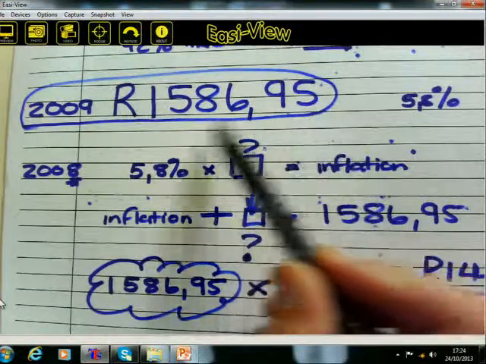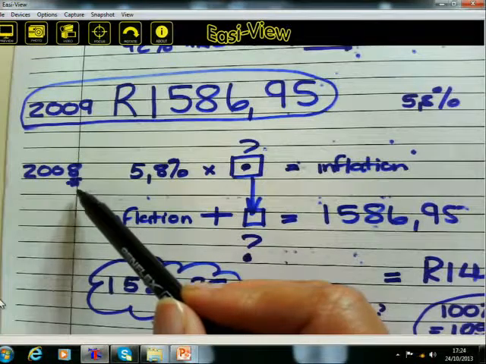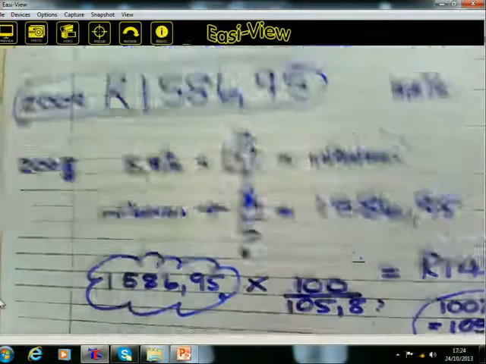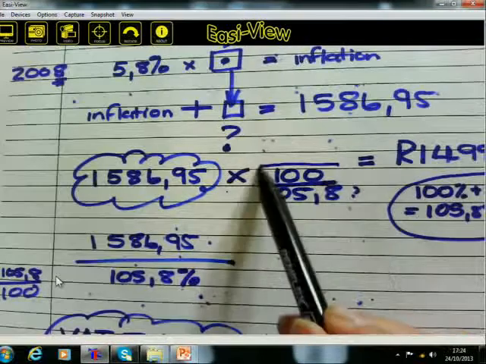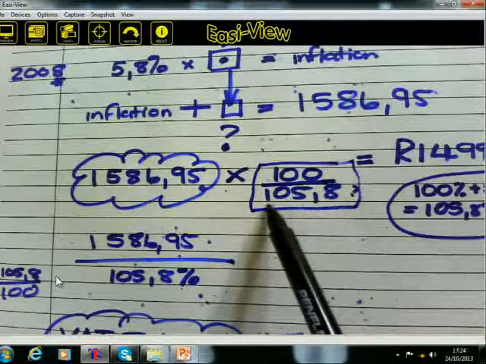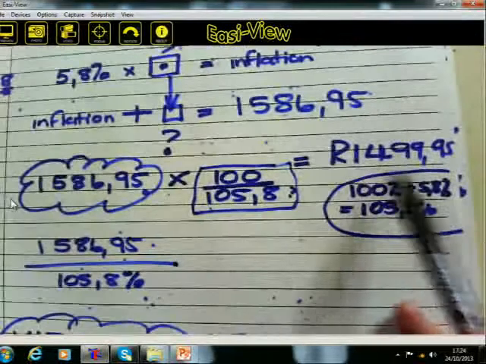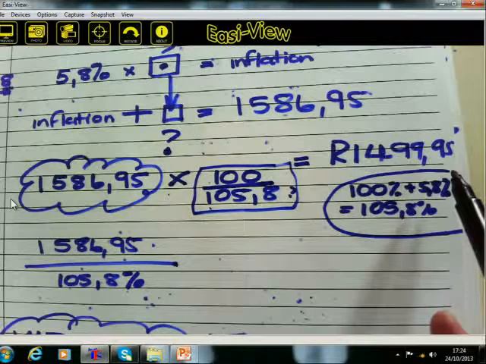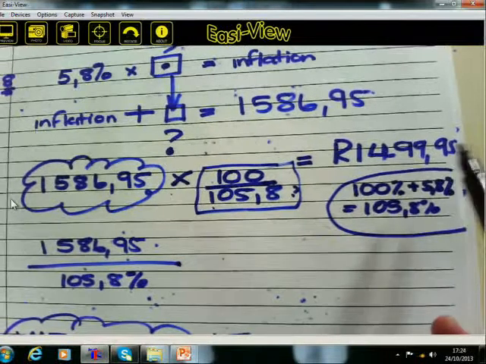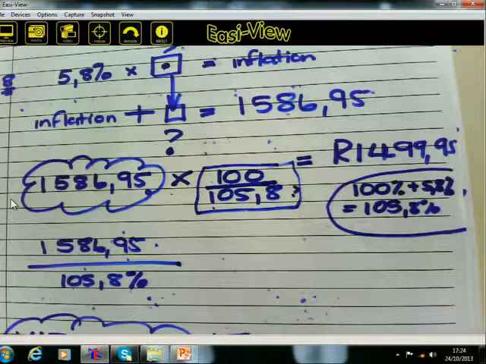But the question asked in the previous year. So remember, we have to get rid of that inflation. And that's why we multiply with 100 over 105,8. And that gives us what it was worth the previous year. Right. And the similar principle is applied when we speak of VAT and VAT inclusive.